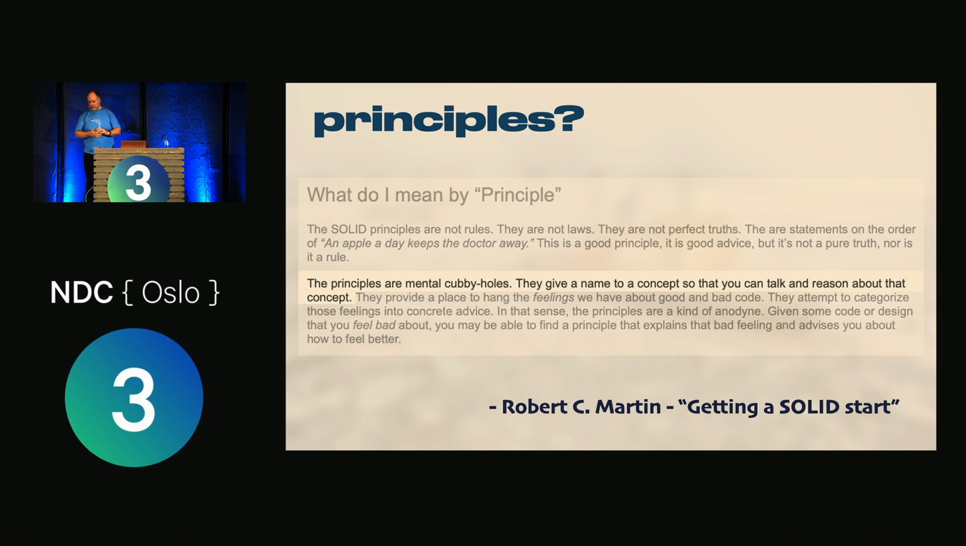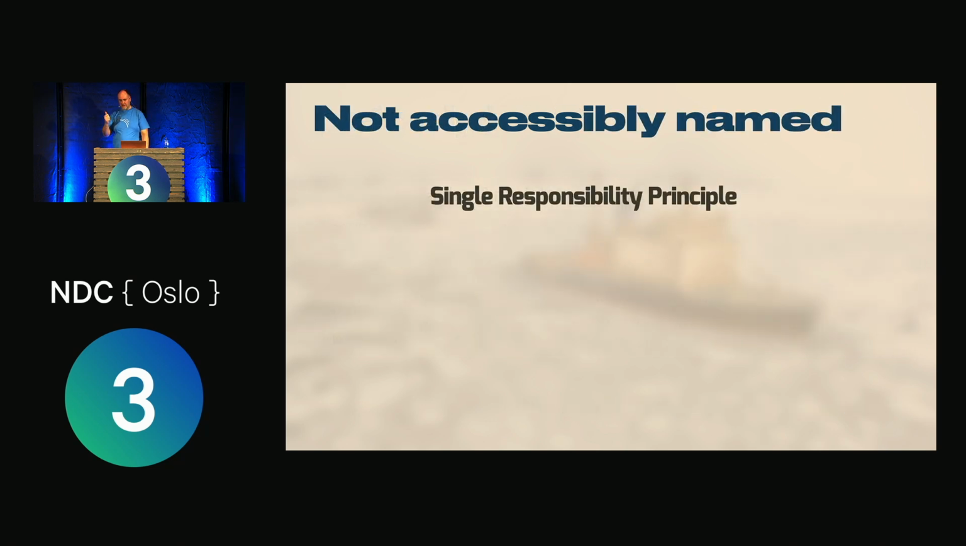But I'm not going to let him off the hook quite so easily, because he actually continues in that same article. The principles are mental cubbyholes. They give a name to a concept so you can talk and reason about that concept. So if the reason for introducing the principles is to give a name to it, did he actually do a good job of that? Which leads us on to the next problem, that they're not accessibly named. By that I mean, looking at those names, do you immediately know exactly what you're actually trying to do with them? I think we've already hinted that there are some problems there.